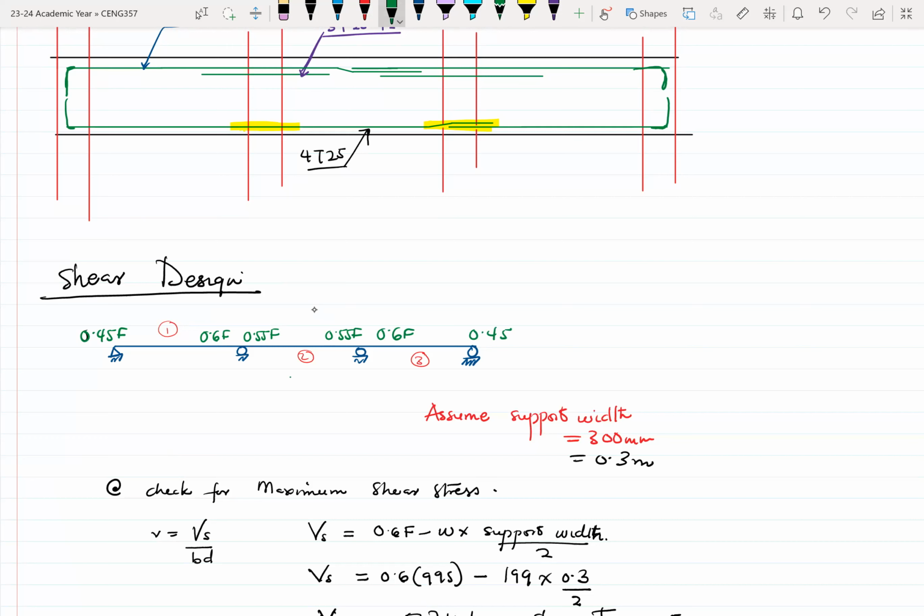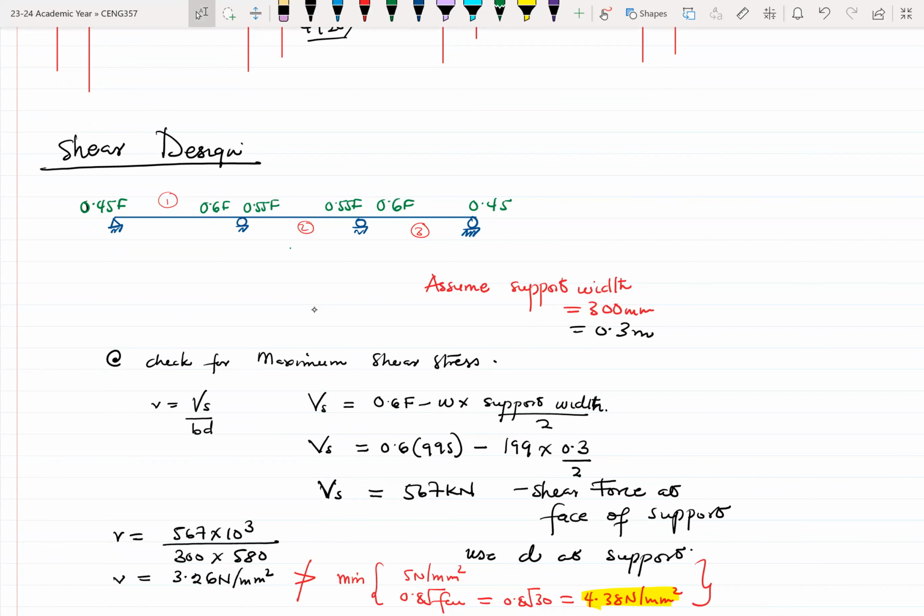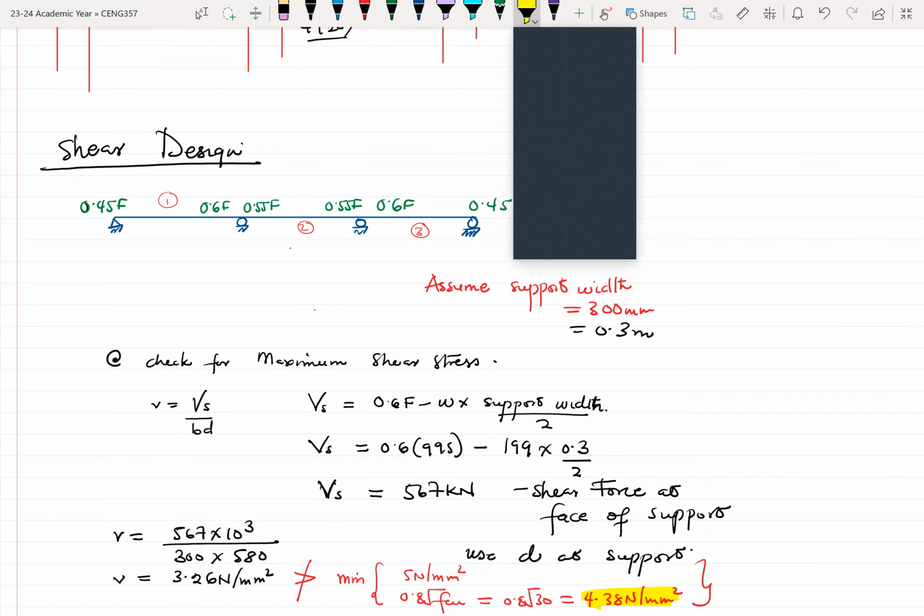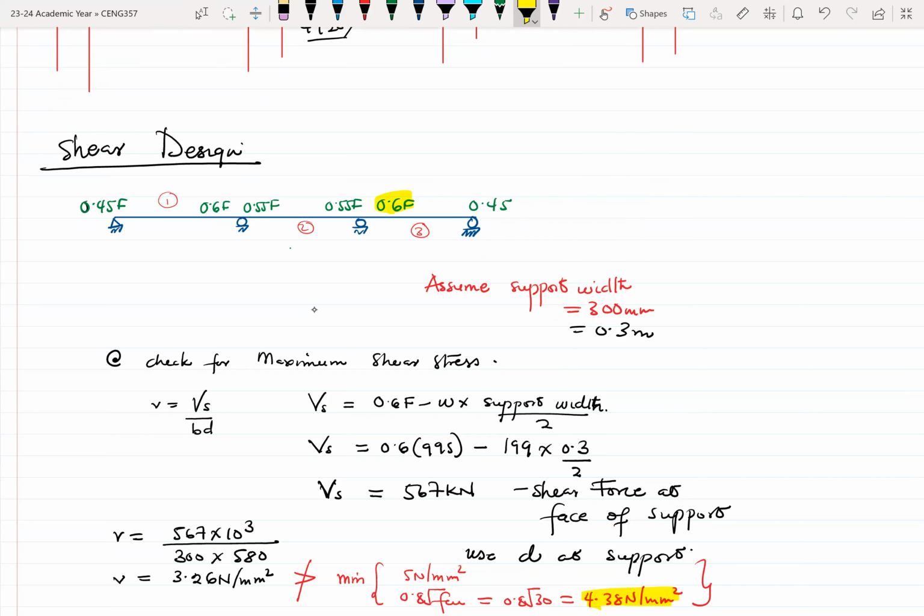Okay, so when we're checking the maximum shear stress, we use the 0.6 because that is what will give us the highest shear stress on the entire length of the beam. So let's take note of it.